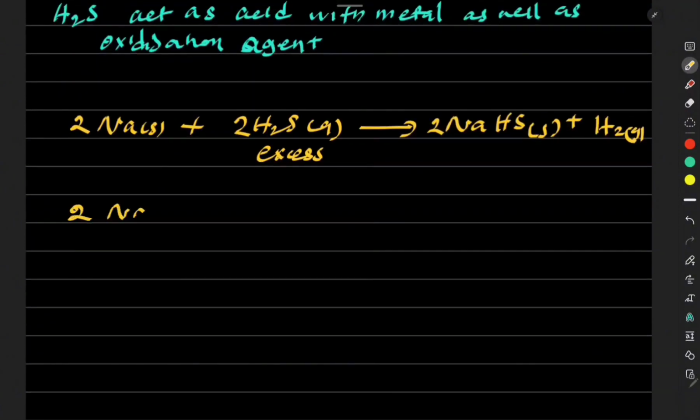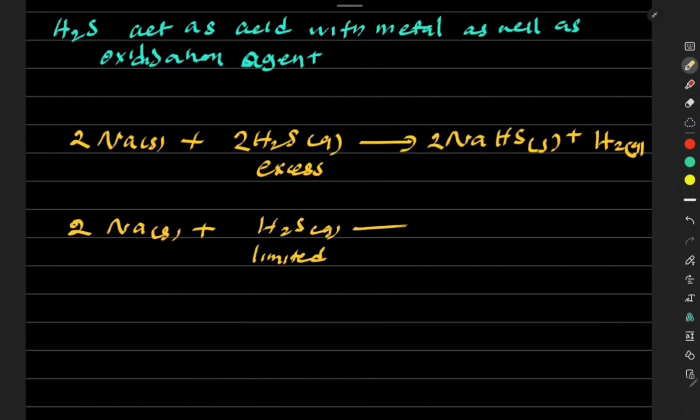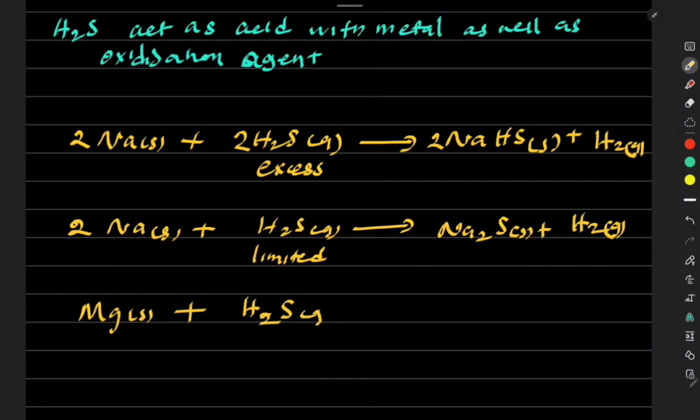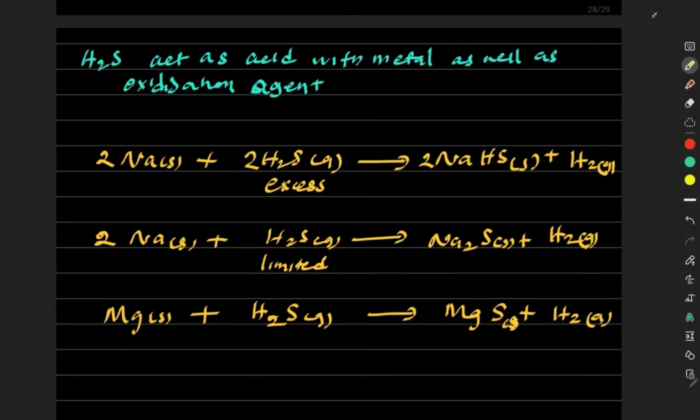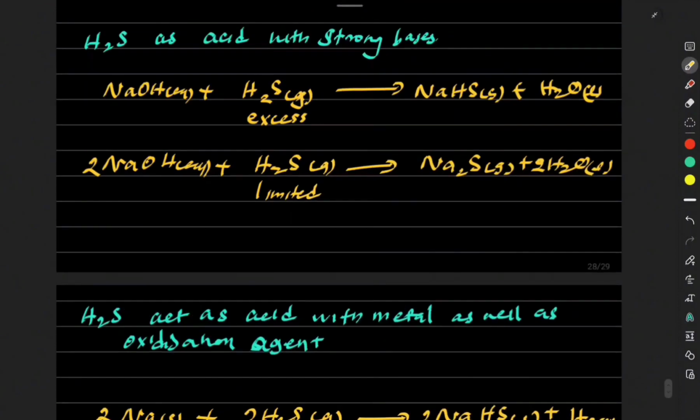The next one, Na solid plus limited H2S gas forms Na2S solid plus H2 gas. Next reaction is Mg solid plus H2S gas. They form magnesium sulfide and H2 gas. We can see here that metals react with hydrogen sulfide and form metal sulfides and H2 gas. When reacting with base, it acts as an acid and forms metal sulfide and H2O liquid.